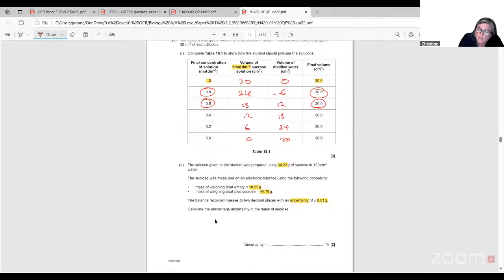So you should know it's 2 times 0.01 over my number here, which was my calculated value, which is 34.23. So therefore, I do 0.02 divided by 34.23, and they want me to work out my percentage, so I need to times that by 100, and that will therefore give me my percentage, which is 0.06 on that one. So you need to be able to calculate percentage uncertainty and know that it's 2 times whatever they've given you on that question.